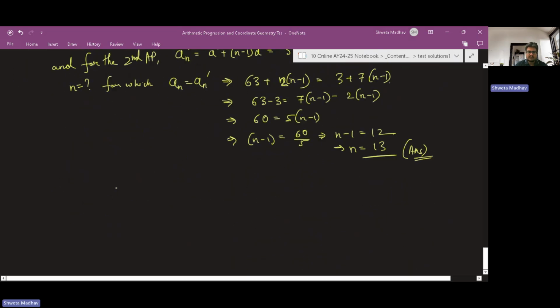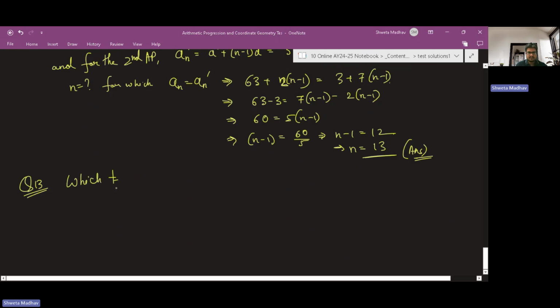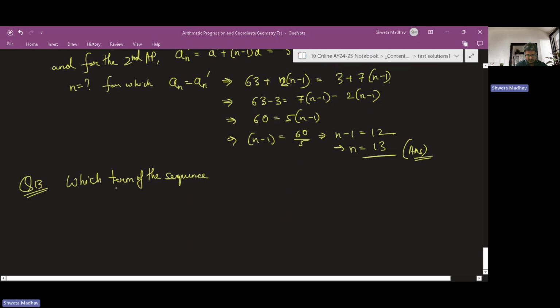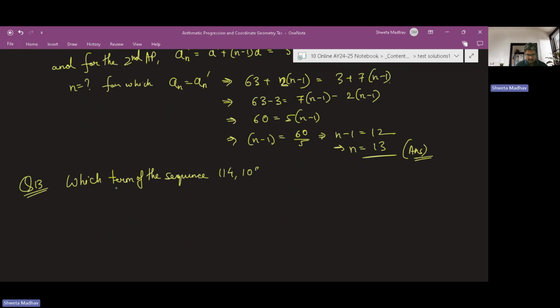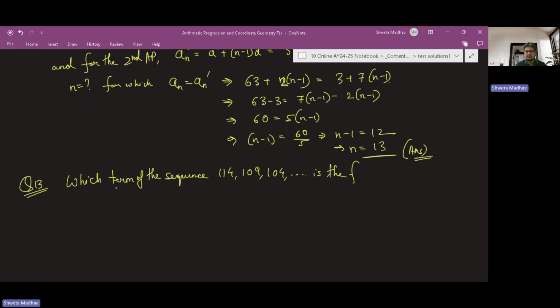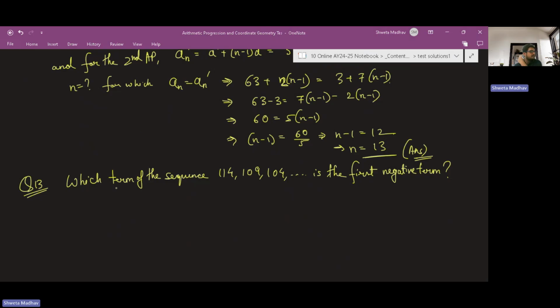Then in question number 13, it is told: which term of the sequence 114, 109, 104, and so on is the first negative term? So which term is the first negative term? To find that, we have to find out which term of this sequence is the first negative term.